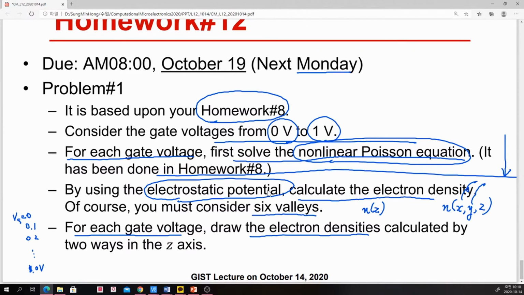In homework number 12, you don't have to try to get the self-consistent solution. You can just do a one-shot calculation for electron density. Just treat your electrostatic potential as a given fixed profile. Then just solve the Schrödinger equation, and from the calculated subband structure, just calculate the electron density only.